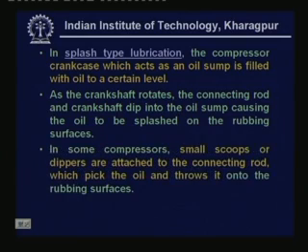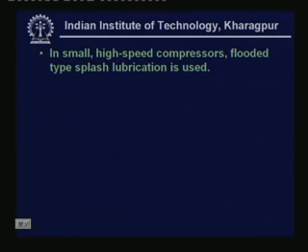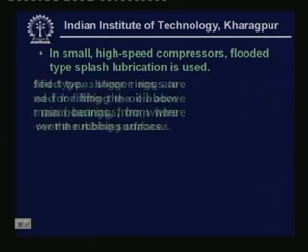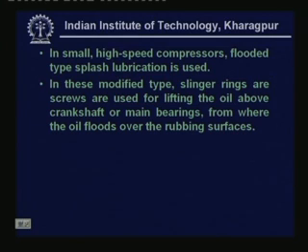And in some small compressors, small scoops or dippers are attached to the connecting rod, which pick the oil and throw it onto the rubbing surfaces, okay. So whenever the connecting rod goes down into the oil sump, the scoop picks up some oil and throws the oil onto the rubbing components, okay. And in small high speed compressors, flooded type splash lubrication is used. In this modified type, slinger rings or screws are used for lifting the oil above the crankshaft or main bearings, from where the oil floods over the rubbing surfaces, okay.